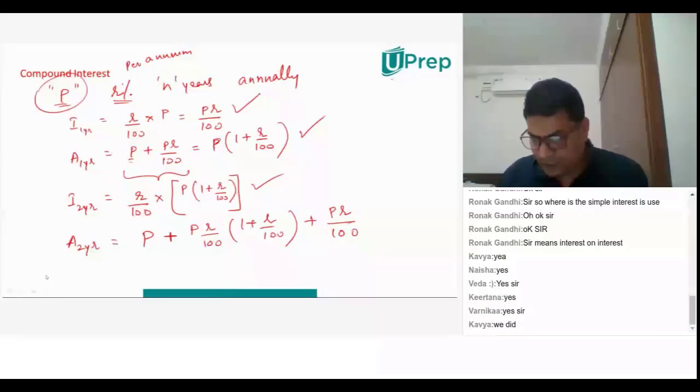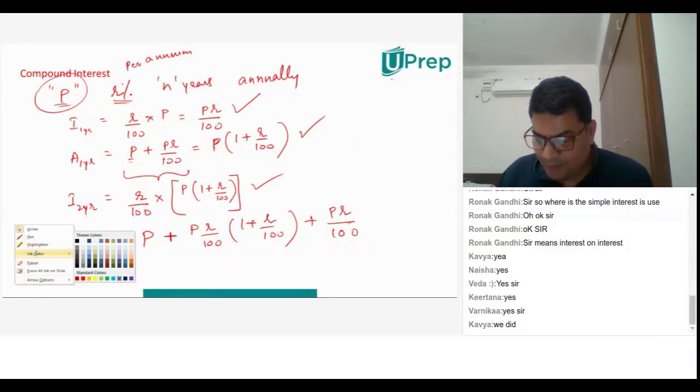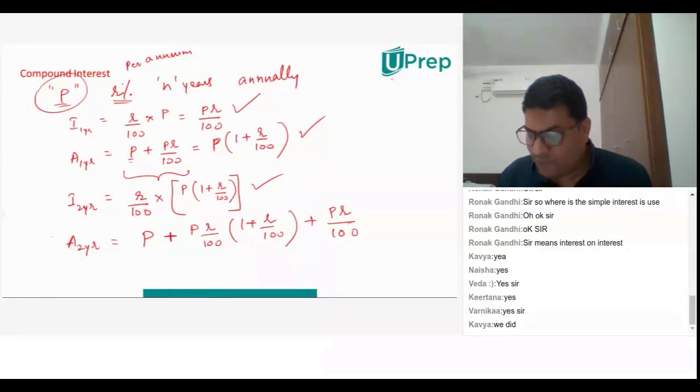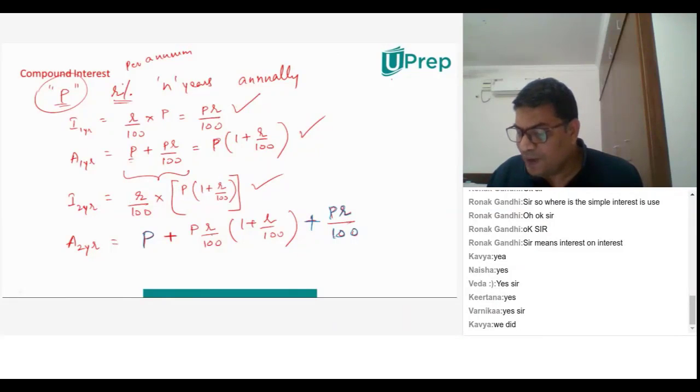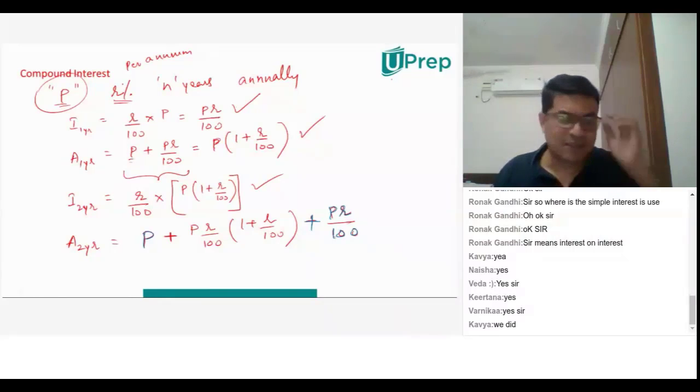So let's look here now. Amount at the end of 2 years. I'm deriving the formula for you. I'm not giving you the formula. I am saying it's principal plus interest at the end of 1 year, which is PR by 100. Interest at the end of second year is P into R into 1 plus R by 100. So PR by 100 into 1 plus R by 100 is the formula.